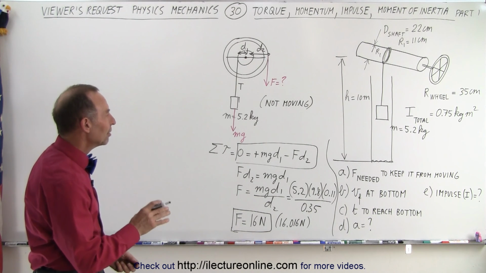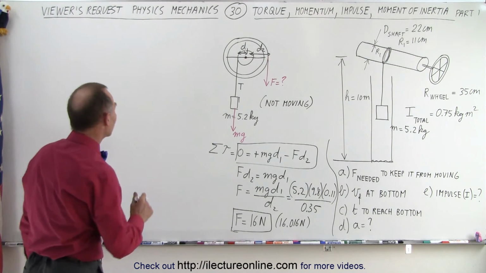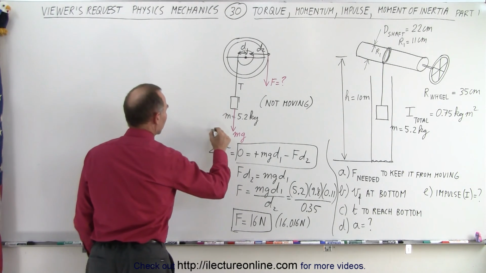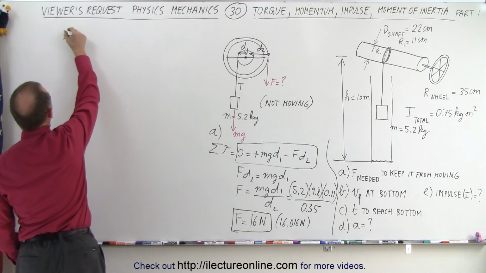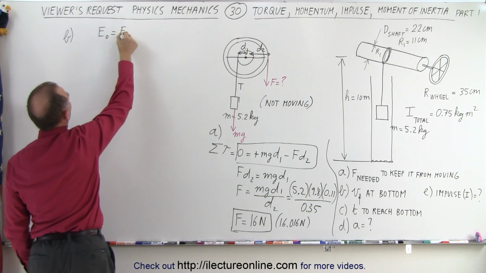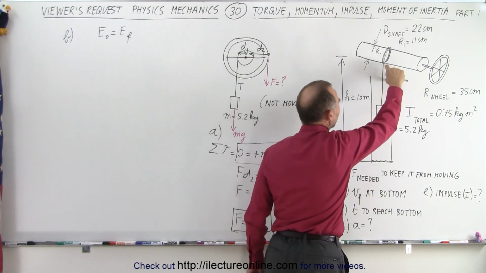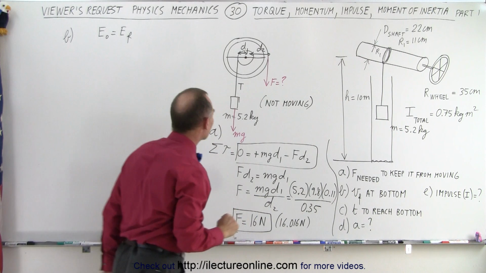Okay, next we need the velocity at the bottom, and I think for that we can use conservation of energy. So this is for part A. Now we're going to do part B. Part B, we're going to say energy initial equals energy final. We're going to assume that the bucket starts at the very top and goes down a distance of 10 meters.